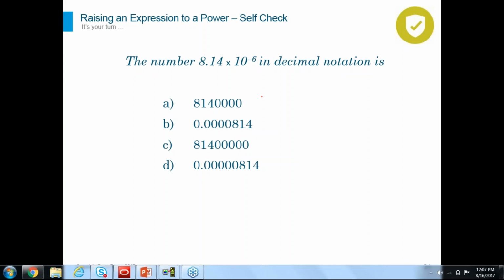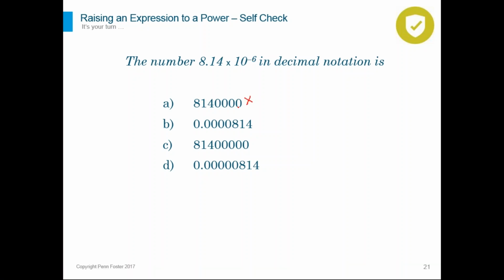Anything with a whole number is incorrect. That is incorrect. That's an extremely large number. That is incorrect. The two that I'm trying to choose between is B and D.